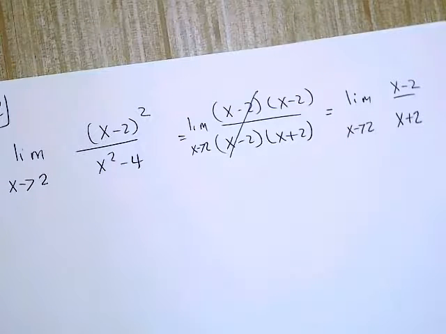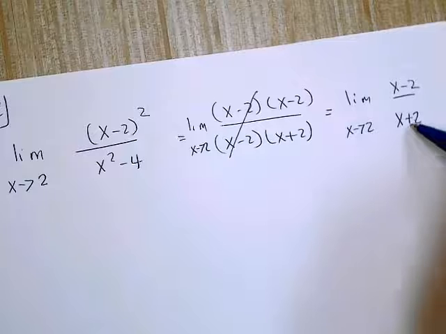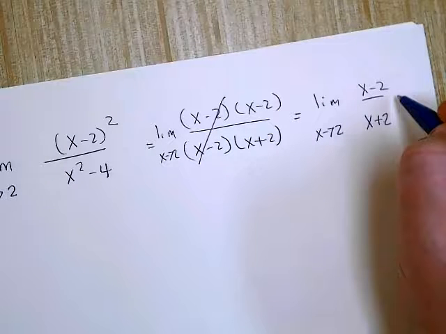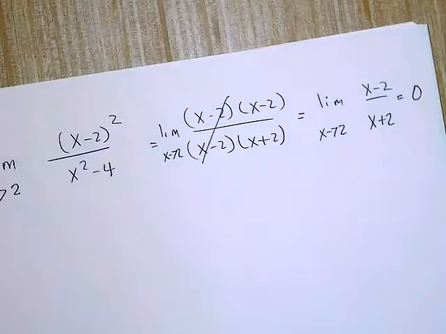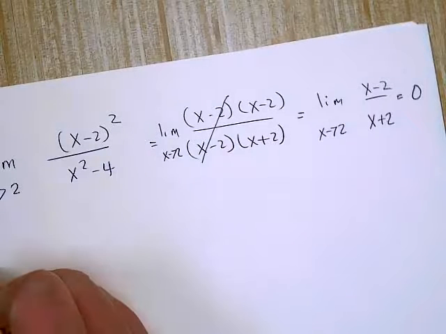What's going to happen to the numerator as x gets really close to 2? It's going to get really, really small. As x gets really close to 2, the denominator is going to get closer and closer to 4. So it's going to approach 0. The numbers are going to get smaller, smaller, smaller, so they're going to approach 0.